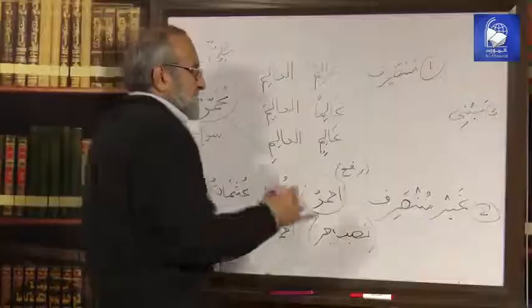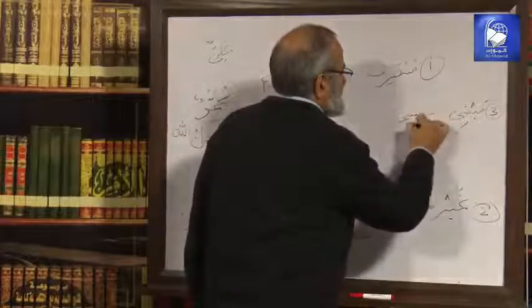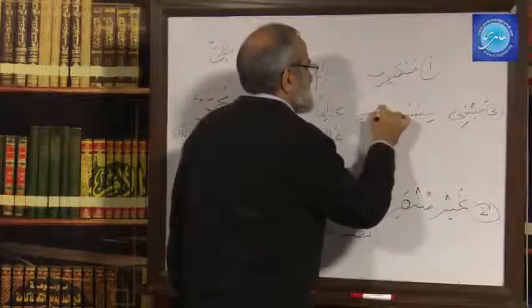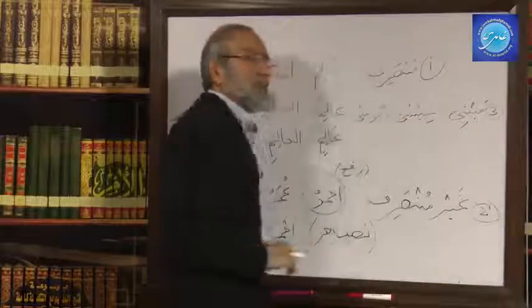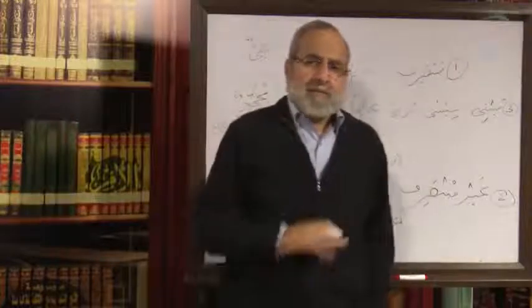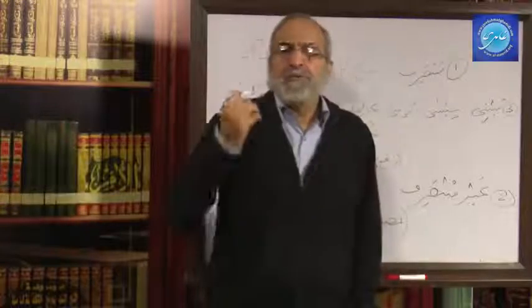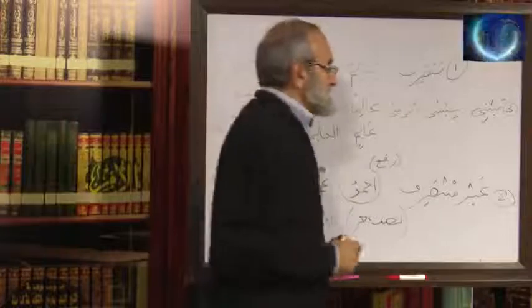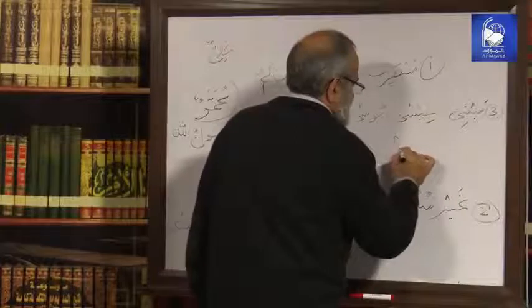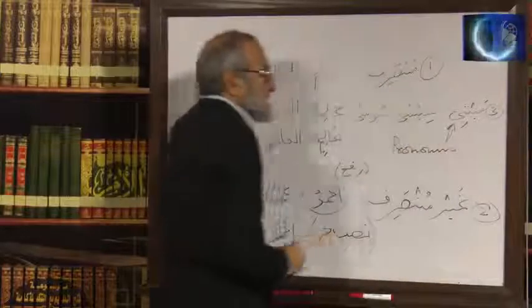The famous examples of mabni are the names of two famous prophets of God, Isa, Musa. No matter what, they would remain the same. They would not change their form, whether they are in the category of rafa, whether they appear in the form of nasab or jar. They would remain exactly the same. Now, to this category also belongs what we have studied in our last session, pronouns. All pronouns are basically mabni.